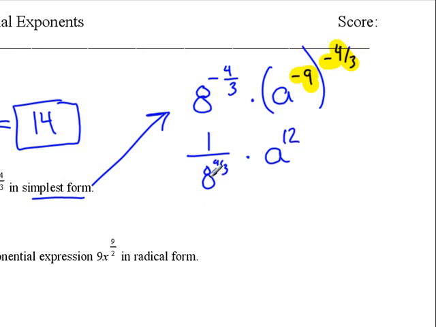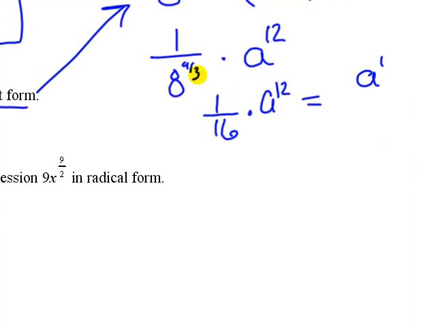Now if I can just figure out what this 8 to the 4/3 is, I'm good to go. Well, the cube root of 8 is 2, and 2 to the 4th is 16. So that's actually 1 over 16 times a to the 12th, which I would probably write as a to the 12th over 16, and be done.